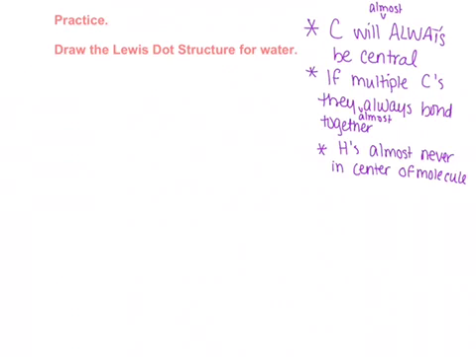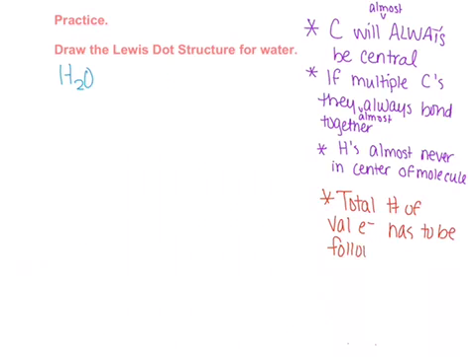So when we're drawing the Lewis structure for water, we have H2O. Oh, and last and foremost, the total number of valence electrons has to be followed. That's the biggest and most important rule here. So your first step when you do these is to figure out how many valence electrons you have available and need to place in these structures.